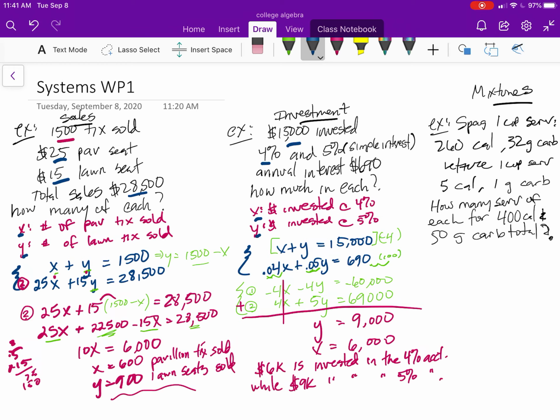Okay, how many servings of each? Again, always read the question. How many servings of each? That's going to be my variable. If that's what I don't know, that's my variable. So x will be the servings of spaghetti. Y will be the servings of lettuce.